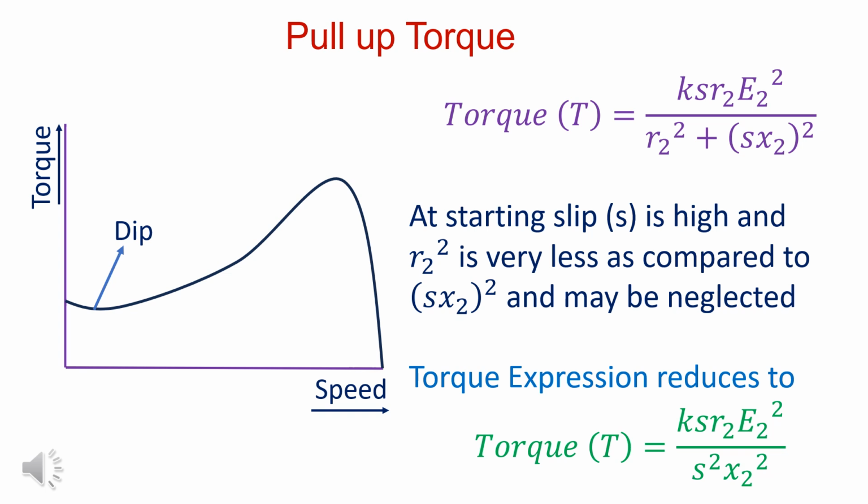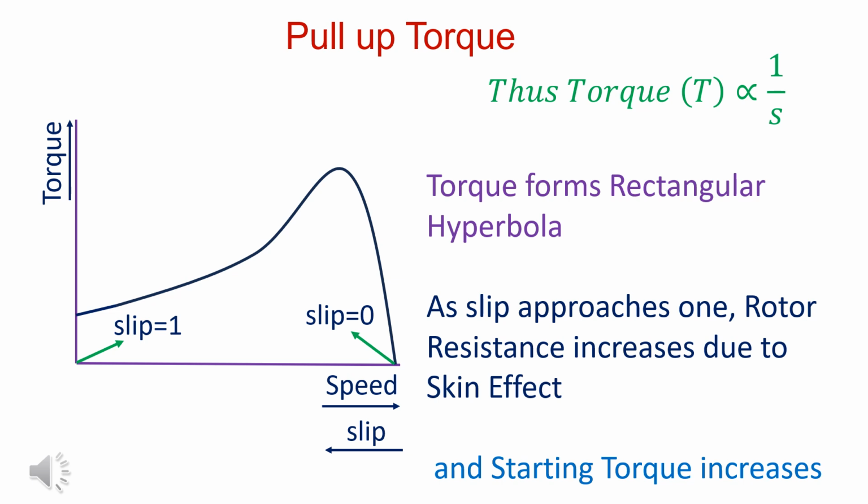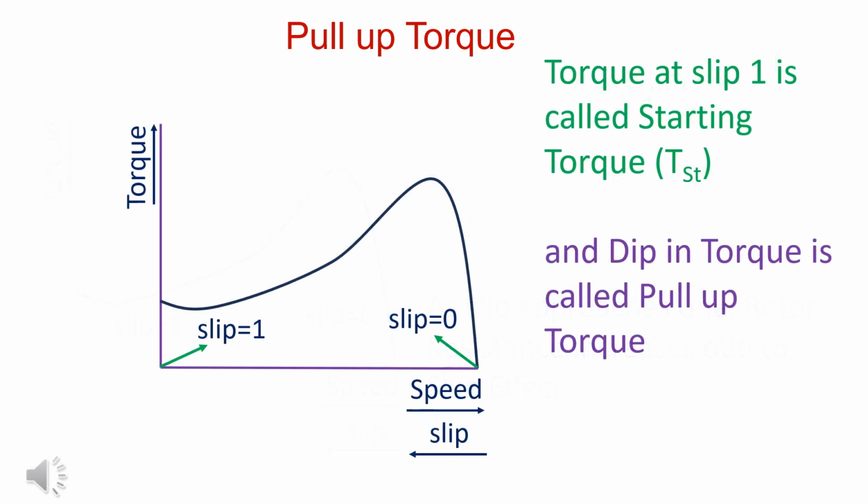At starting, torque is equal to K s r2 E2 square divided by s x2 square. Thus, torque is proportional to 1 by S. As slip approaches 1, rotor resistance increases due to skin effect. Hence, starting torque increases. Torque at speed 0 is called starting torque and dip in torque is called pull-up torque.